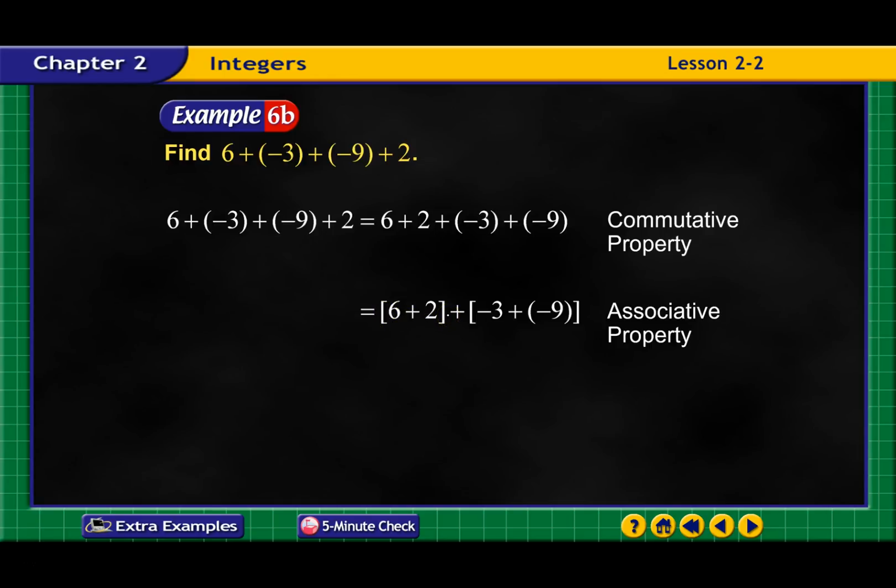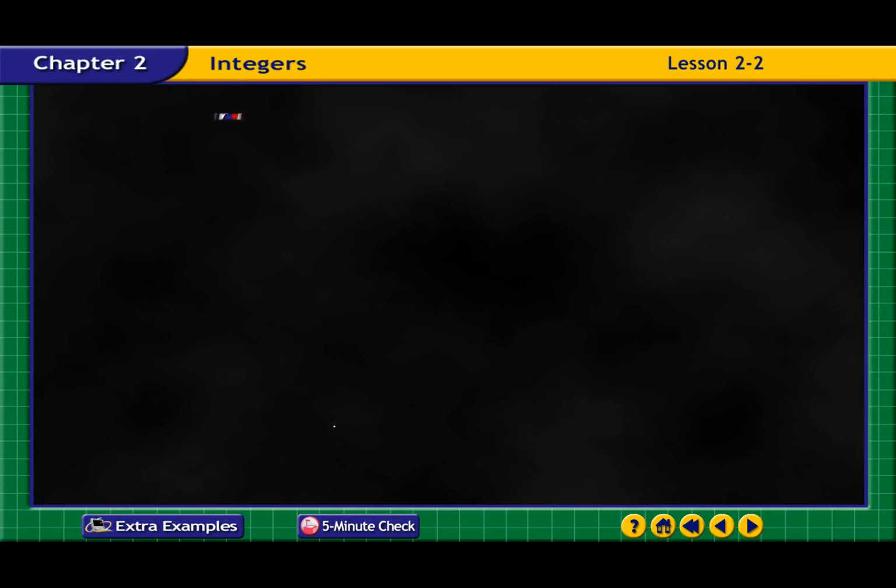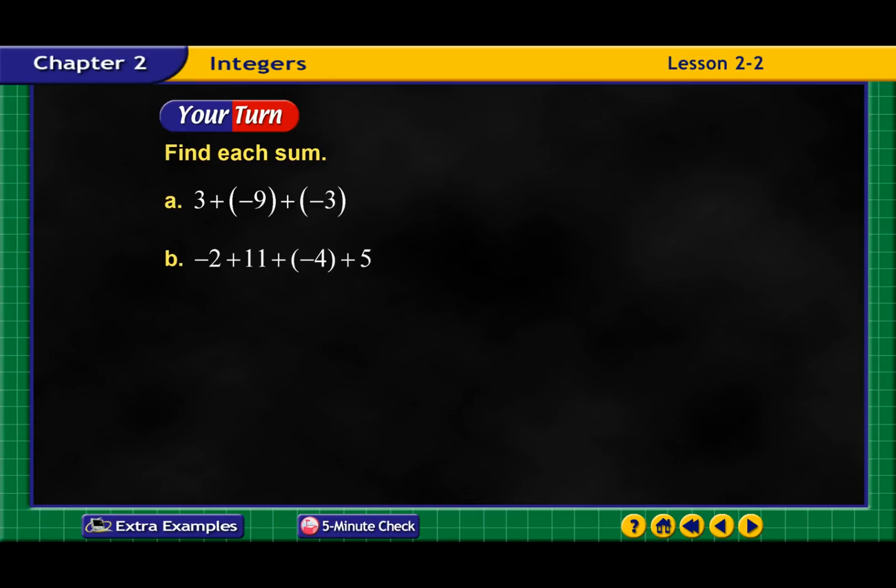So I can take 6 and 2, put those together to 8. I can take negative 3 and negative 9. So 3 plus 9 is 12. Keep the negative symbol, be a negative 12. So I get these two go to 8. These two go to negative 12. 8 minus 12 is going to be negative 4. All right, give these a shot.